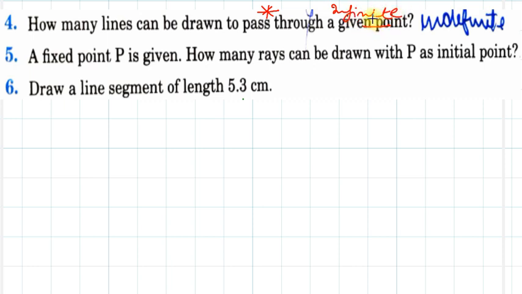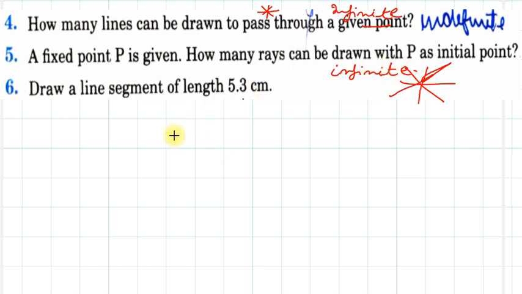Question number 5. A fixed point P is given. How many rays can be drawn with P as initial point? This is point P, rays. So we can draw an indefinite number of rays. So, infinite.